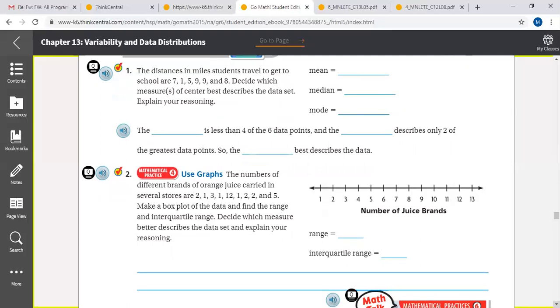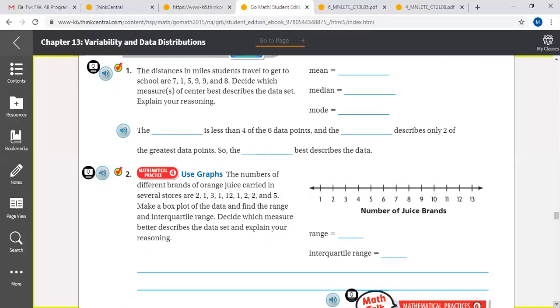Question number 2. Use graphs. The numbers of different brands of orange juice carried in several stores are 2, 1, 3, 1, 12, 1, 2, 2, and 5. Make a box plot of the data and find the range and the interquartile range. Decide which measure better describes the data set and explain your reasoning.